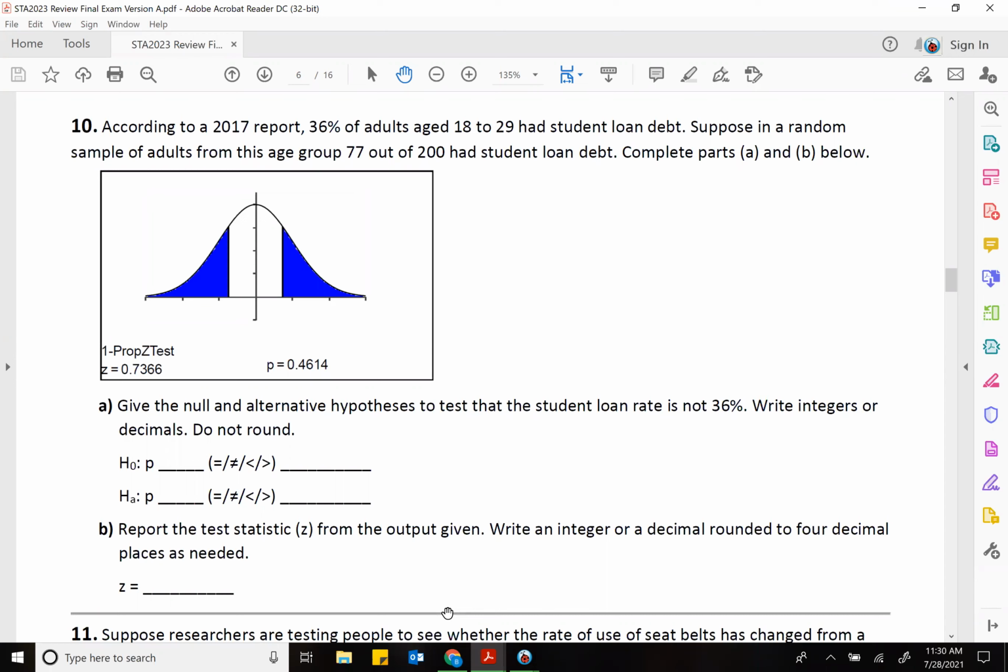So 0.7366. Done. Cool, cool. Yes. All right. Guys are doing awesome. Keep it up. All right.